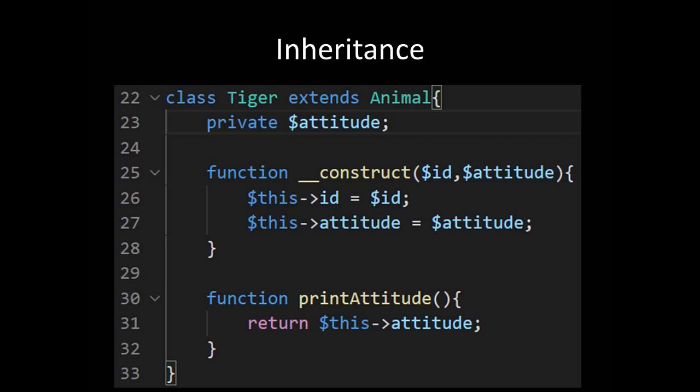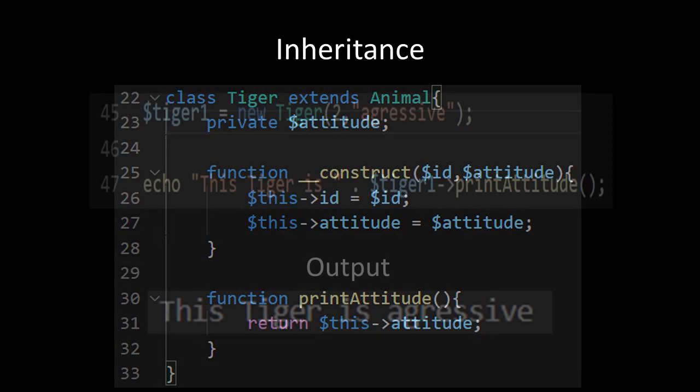The Tiger class adds a new property called attitude. Tiger has its own constructor method, with different arguments. It also has a function called printAttitude which returns the current value of the property attitude that's associated with an instance of the class Tiger.